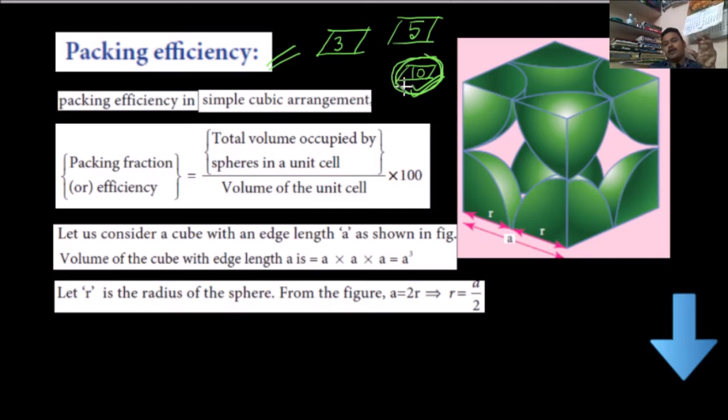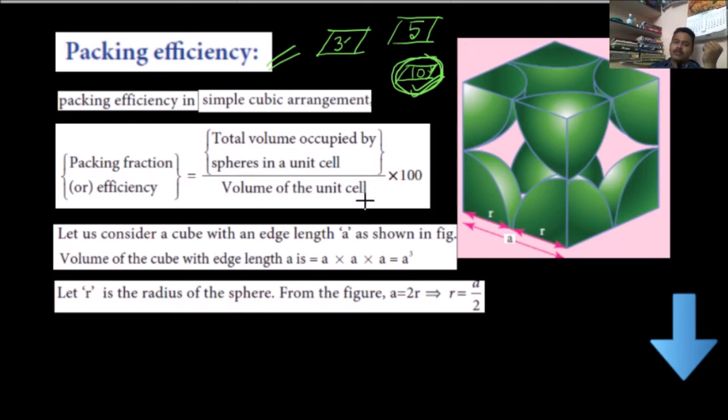So what I have to know is the volume occupied by the shirts relative to the volume of the suitcase. This is what packing efficiency is. That is the formula here. Packing fraction, otherwise packing efficiency, is equal to the total volume occupied by spheres, atoms, molecules, or ions in a unit cell, divided by the volume of the unit cell, into 100.